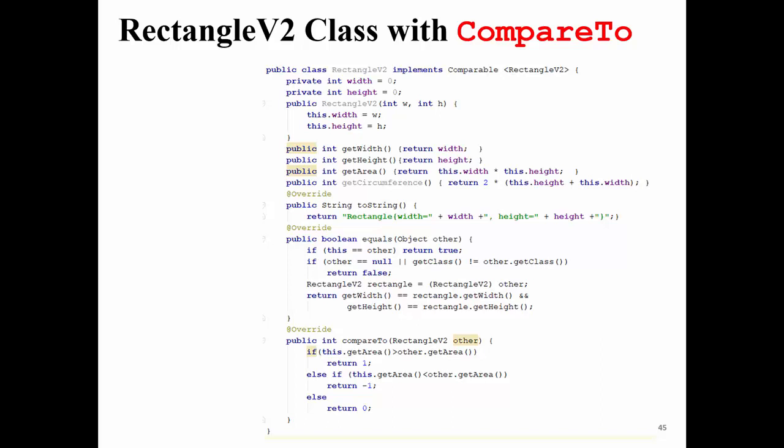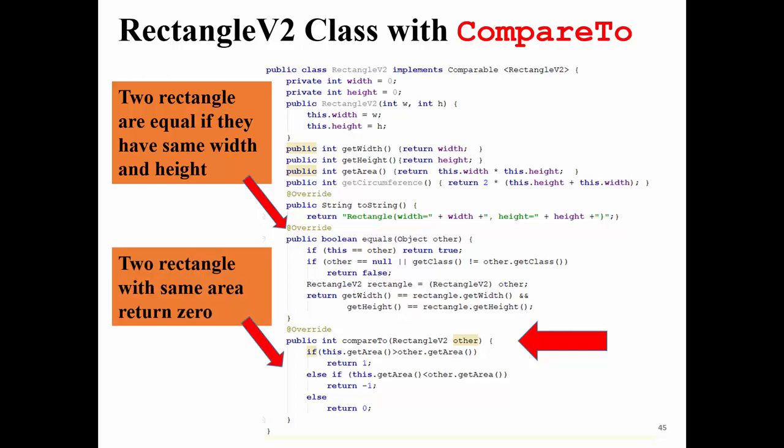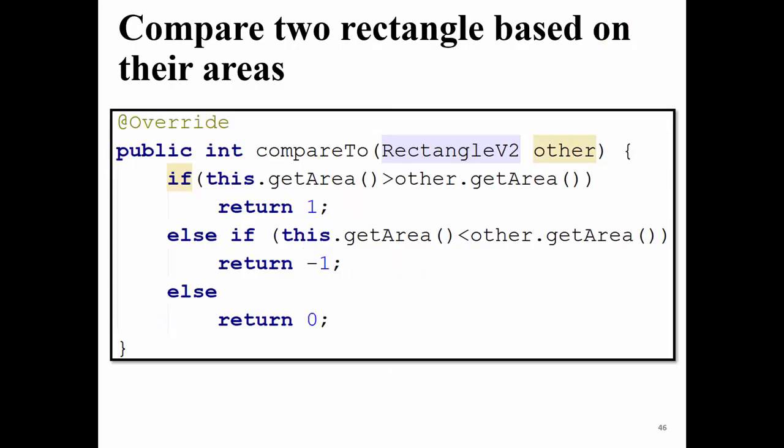So, for the scope of this course, implementing equals is not your responsibility. Implementing compareTo is not your responsibility. The only thing we're going to ask you is, we give you the implementation and we ask you to use dot equals and dot compareTo. You should be able to use them. Okay? So, two rectangles are equal if they have the same width and height. And two rectangles that have the same area will return 0. So in terms of order, we focus on the area. In terms of rectangle equality, we focus on the width and height.